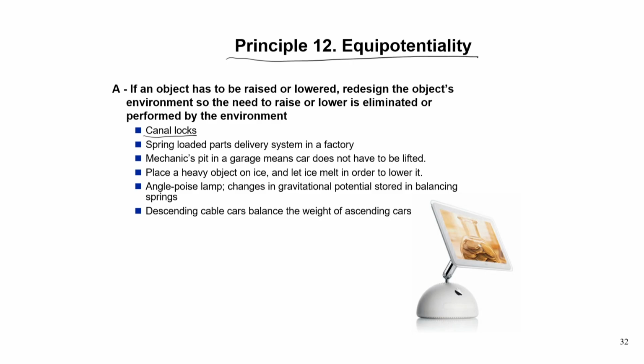Spring loaded parts delivery system in a factory. Mechanics pit I already told you. Place a heavy object on ice and let ice melt in order to lower it. Angle poise lamp, changes in gravitational potential stored in balancing springs. Descending cable cars balance the weight of ascending cars, that is used both for elevators as well as for ropeways. So, these are all principles of equipotentiality.